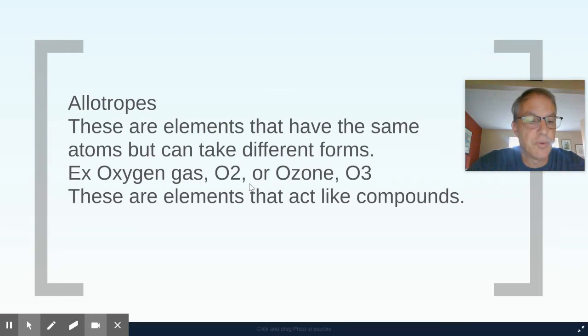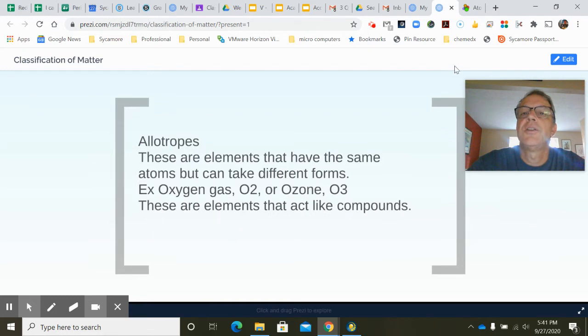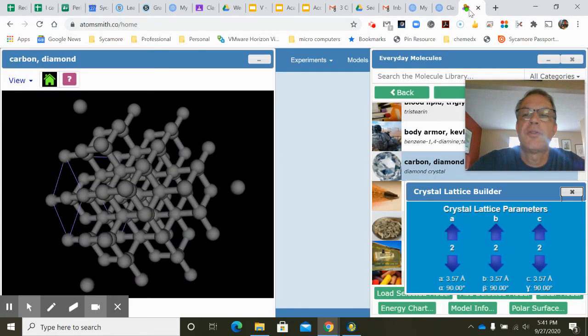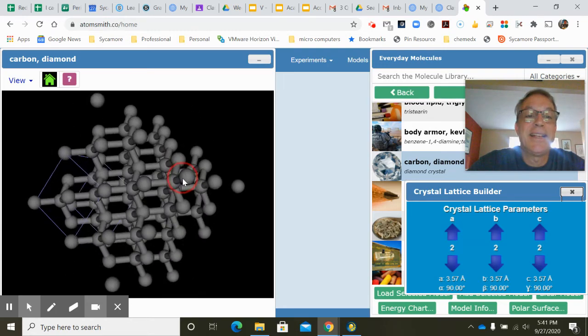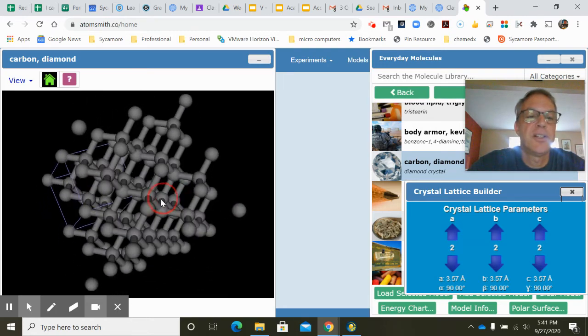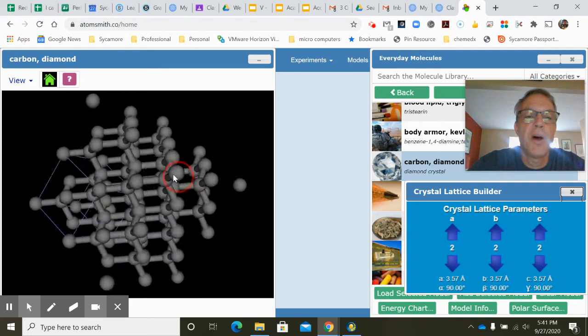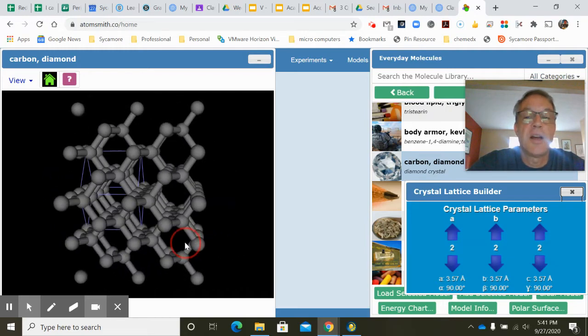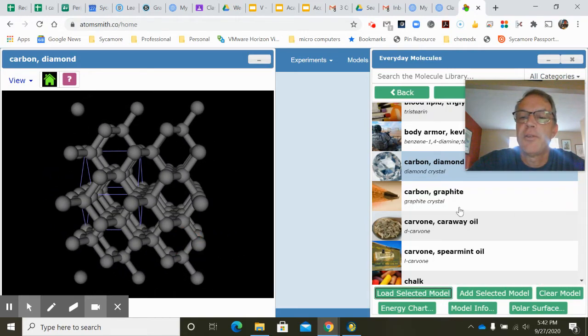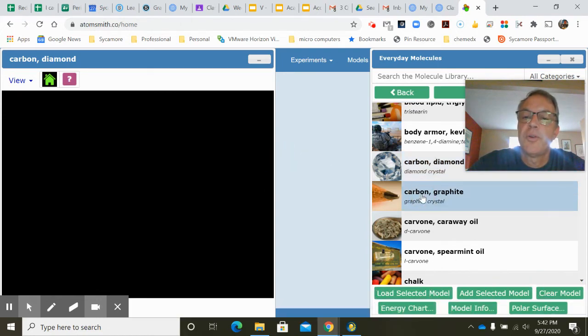Now, an example of that is over here. Here's an example of carbon, which we see right here, in a diamond. If you see all of the bonds there, that's why diamonds are so strong. However, we can also have another form of carbon, which is graphite, the same element.